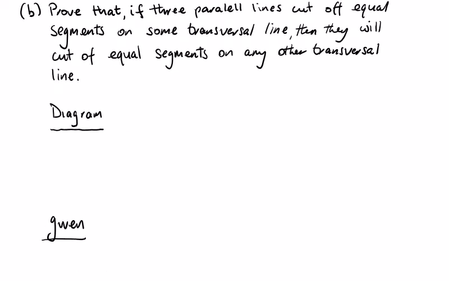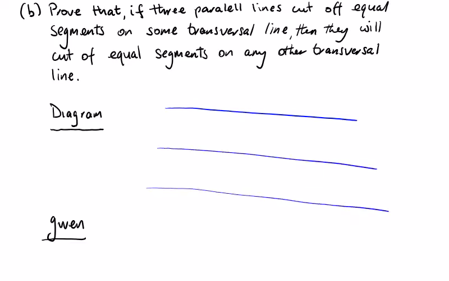So let's have a look at our diagram here. 3 parallel lines. And we need to draw 2 lines, one going in this direction and one going in this direction. And we need to give these points so we can name the lines. So we've got 6 points here. We may as well go A, B, C, D, E, and F.